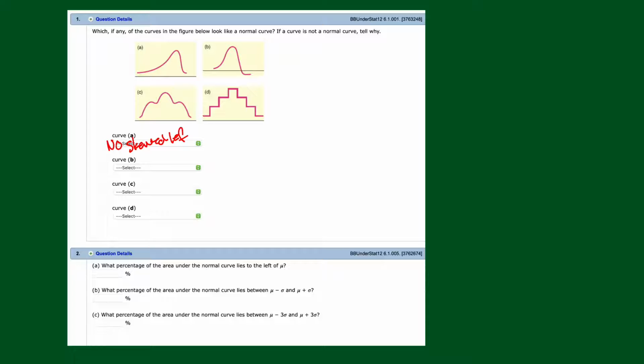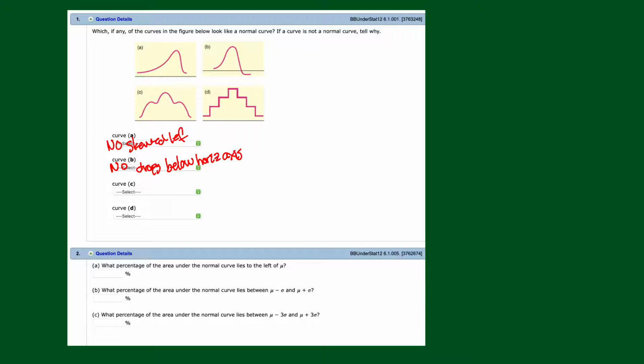And what about B? B, all right, B is this one here. Well, that's not going to work because it drops below the horizontal axis. So let's say no, drops below, I don't know if it's the X, I'll call it the horizontal axis.